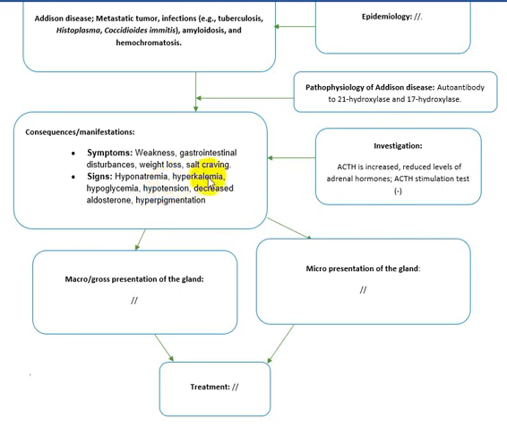So Addison disease has different signs: hyperkalemia, hyponatremia, hypotension, decreased aldosterone, and hyperpigmentation.